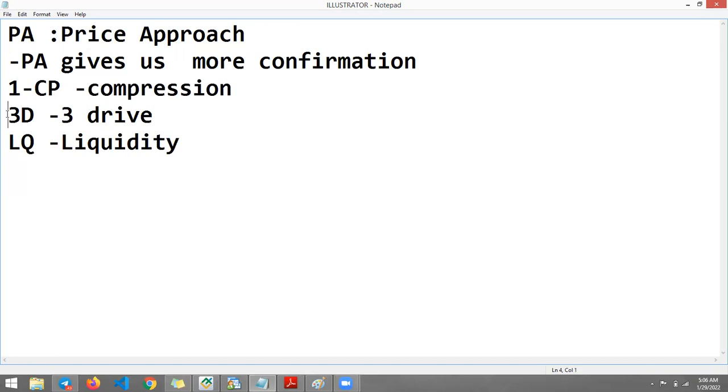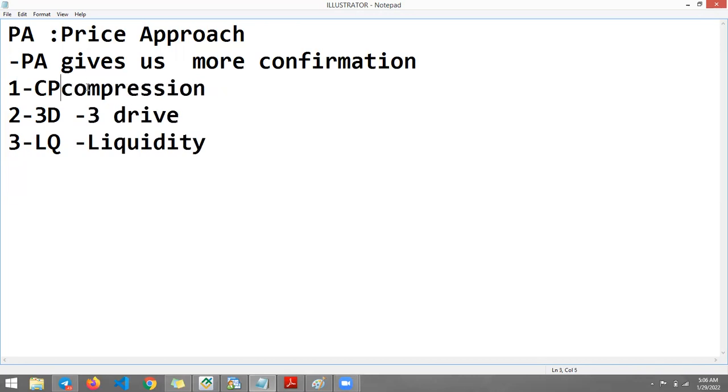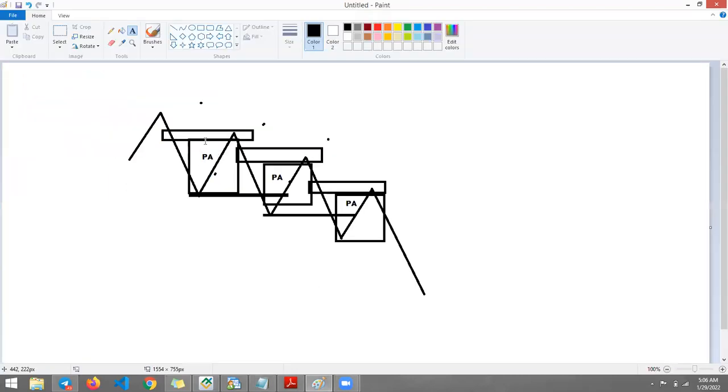So as price is approaching your decision point, these are the three kind of structures that you have to look out for: the compression, the 3 drive, or liquidity. These are three structures that you should look out for when you're waiting for price approach, as price is approaching your decision point. Yeah, so I think that's a good introduction.